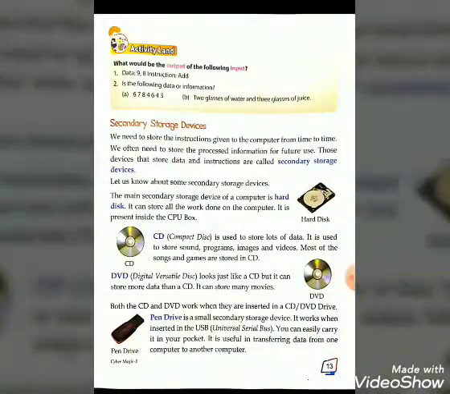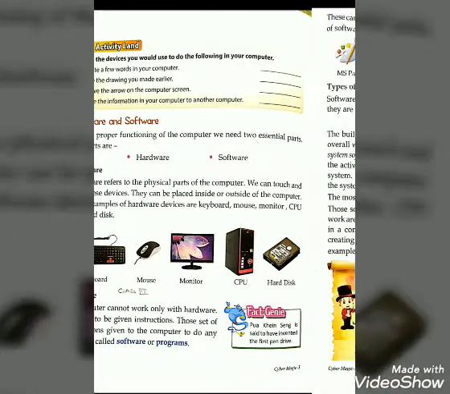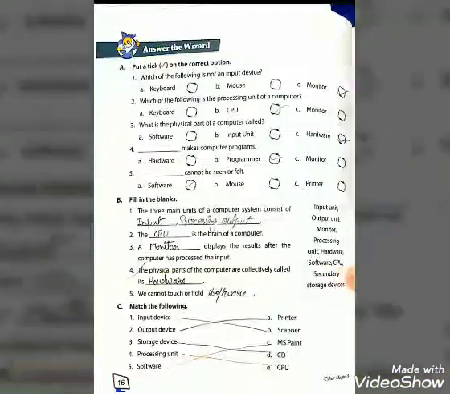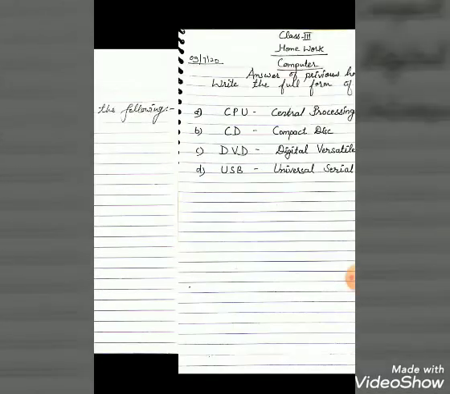Now we are going to discuss hardware and software. Before that, I want to give you the answer to the previous homework. Your homework was to write the full form of the following. Now here is your answer.